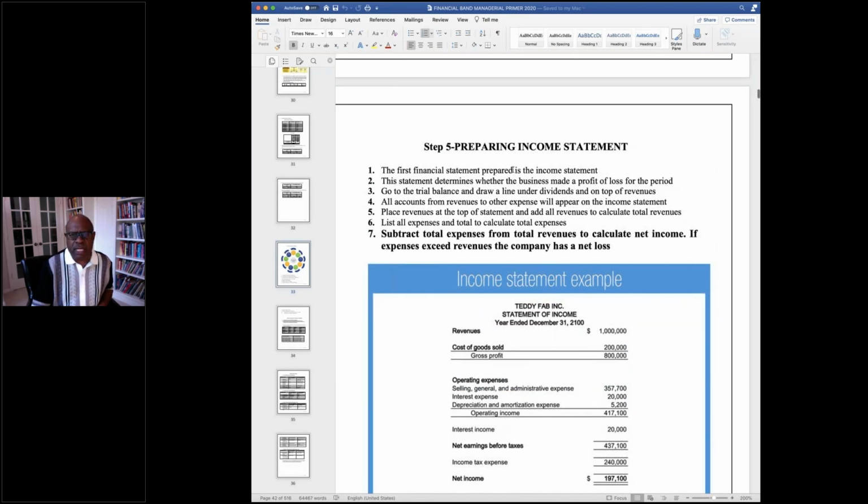The income statement is the first statement that is prepared. This statement determines whether the business made a profit or a loss.